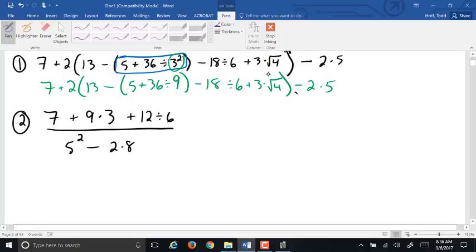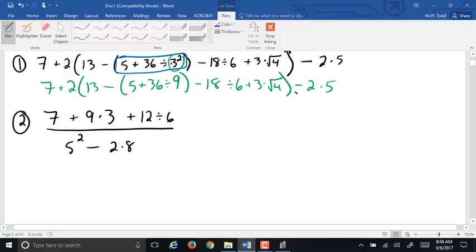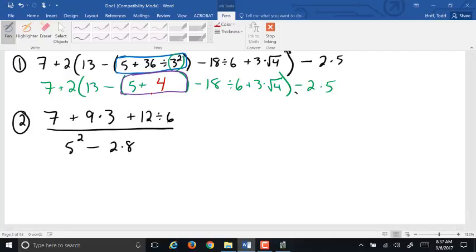Now, since we're dealing with a lack of space here, I'm going to cheat and erase and replace rather than rewriting the whole problem, which I know might be a challenge for you on your paper, but I'll try to go slow so you have time. So we're still working inside this inner set of parentheses. What has to happen next in there? The division. 36 divided by 9 is 4. So I'm going to take that out and replace it with 4, which is really all we're doing when we rewrite it. We're just writing it out again rather than erasing and replacing.